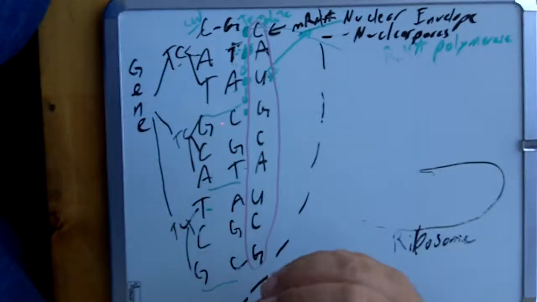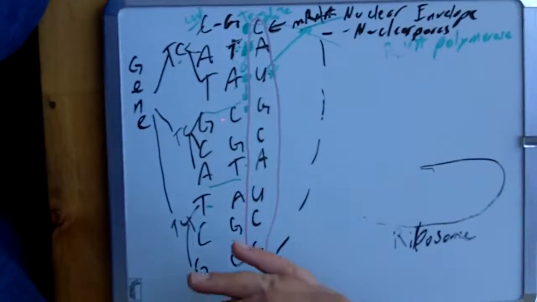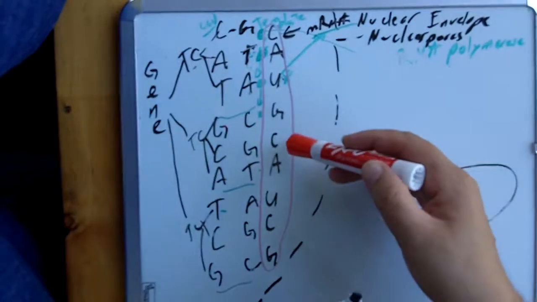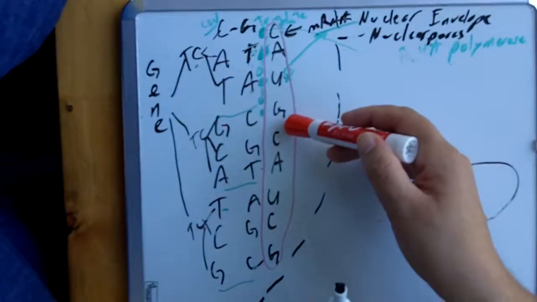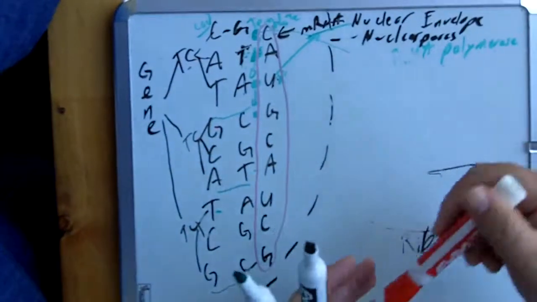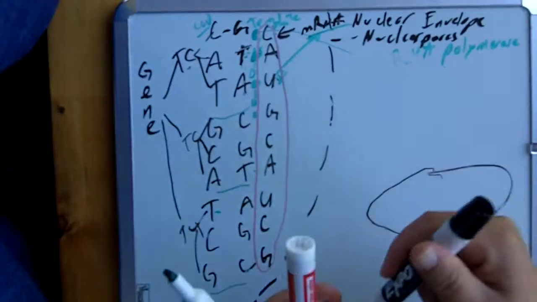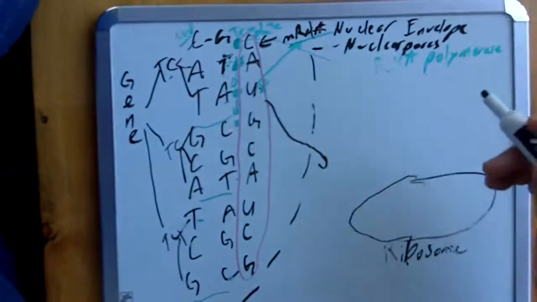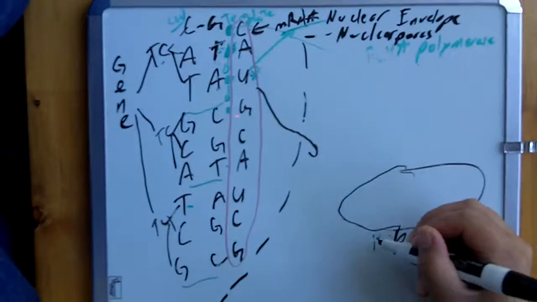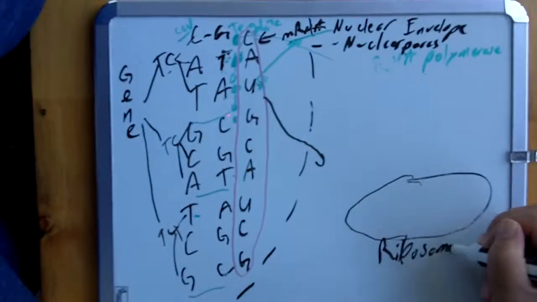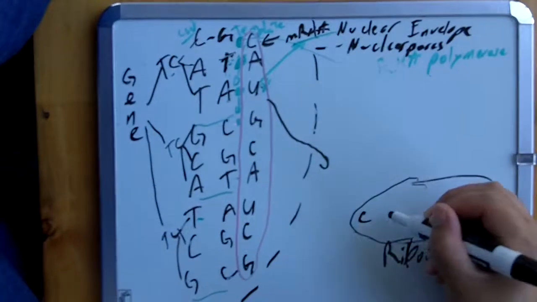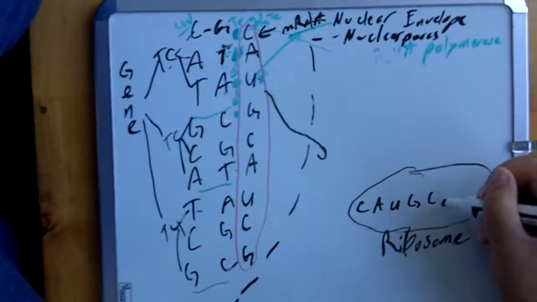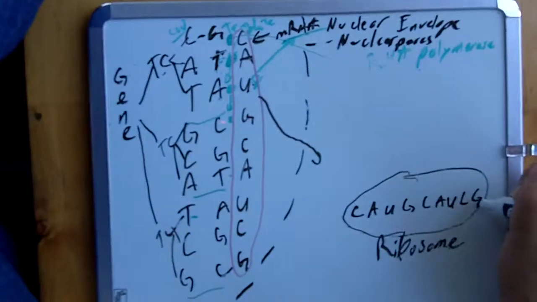Now, a question I asked before was, can DNA leave the nucleus? And the answer is no. But can messenger RNA move from the nucleus to the ribosome? And the answer is yes, it can move. So it's going to go right through the nuclear pore, and it's going to go right onto the ribosome. So here I'm just going to rewrite ribosome. Okay, so what happens, you have C, A, U, G, C, A, U, C, G.